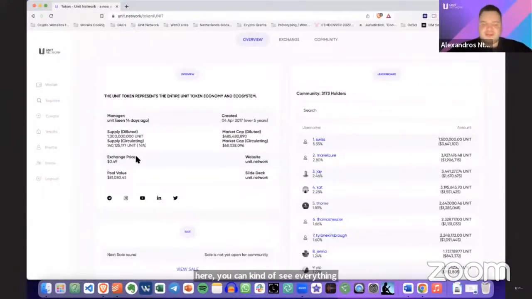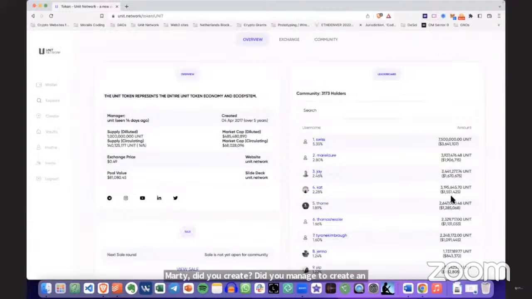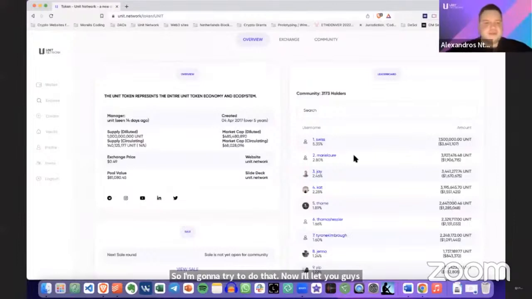Wait, just before we continue, Mati, did you manage to create an account? I think I'm in it because when I went to it, I saw my email address and my password, but for some reason, I'm going to have to get in through another web page because it wouldn't let me go through. So I'm getting ready to try to do that now. I'll let you guys know in a few minutes. Okay, great, thanks. Thank you.